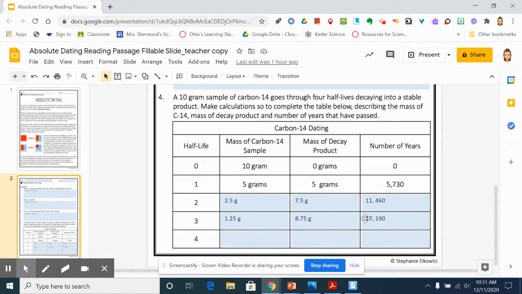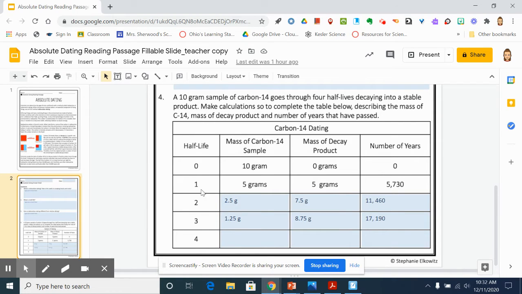So the first two lines are done for us, which makes it really helpful. So we can kind of see a pattern that's going on here. For 0 half-lives, we have 10 grams of carbon-14 sample. 0 of it has decayed into nitrogen because this organism has not died yet. So therefore, the number of years since death, 0, has passed.